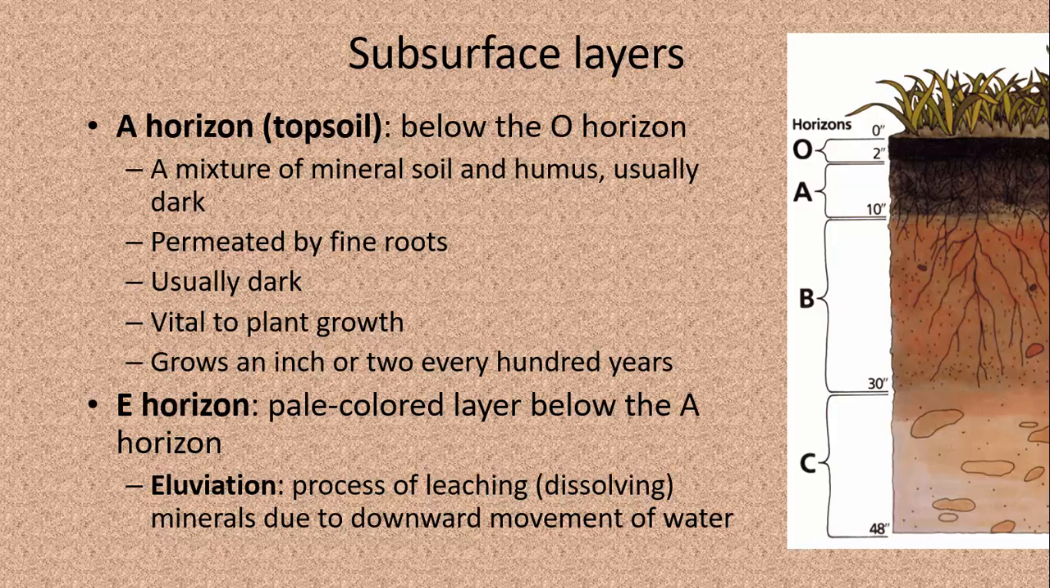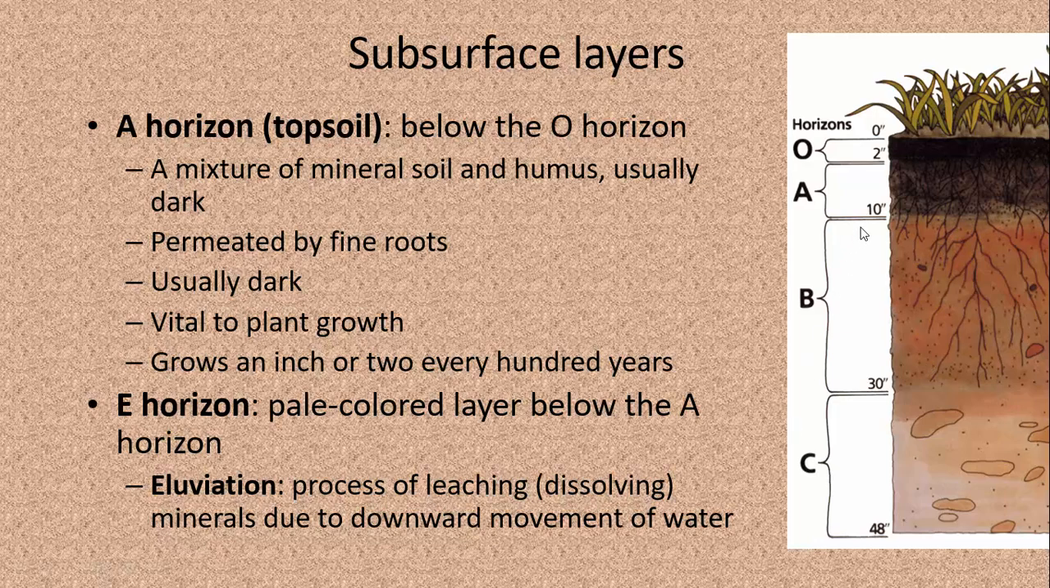So if you remember only one thing about the A horizon, remember that it is the most important layer for plant growth. It takes a long time to develop, so we really have to conserve soil and make sure that we keep it healthy. This grows at a rate of about an inch every 100 years, and sometimes in fast growing conditions it can grow at a rate of 2 inches every 100 years.